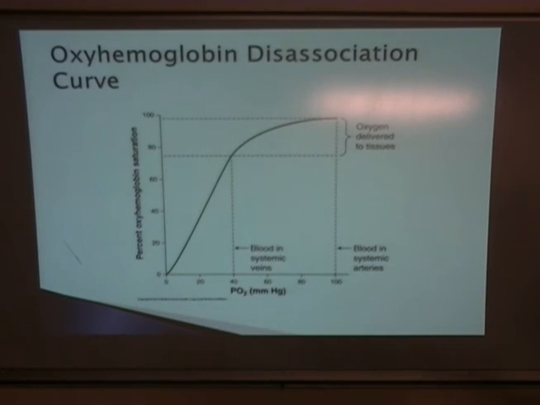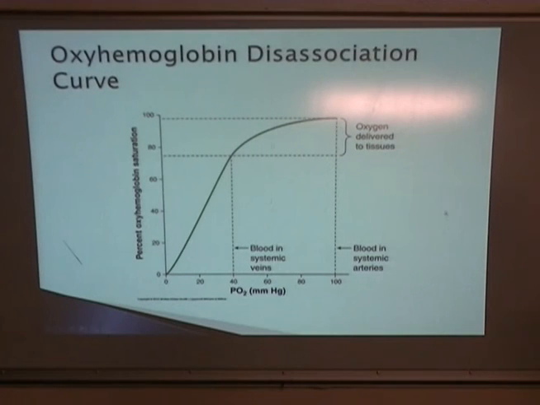Okay? So here on the x-axis we have the partial pressure of oxygen. You can see that at 100% pressure here we have 100% saturation. Okay? And we can drop the pressure quite some way and still have basically 100% saturation.